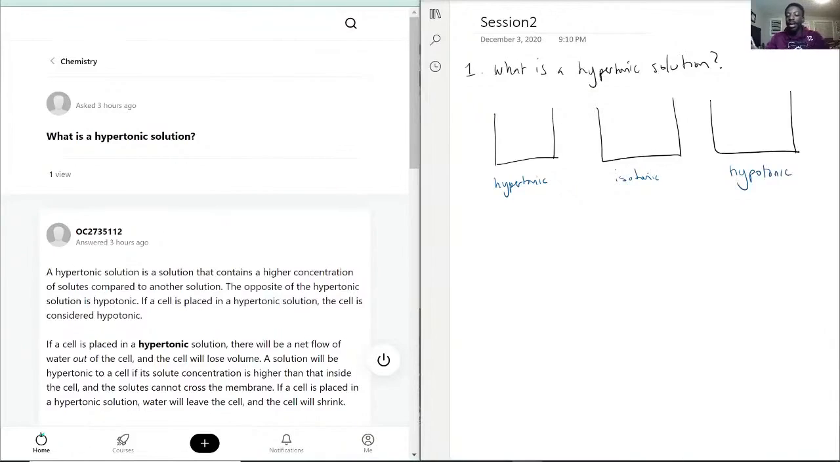Now the thing you have to remember is that hyper, iso, and hypo are always in relation to something else. That's the key part. So we're going to add our something else: let's just add a little ball in each one.